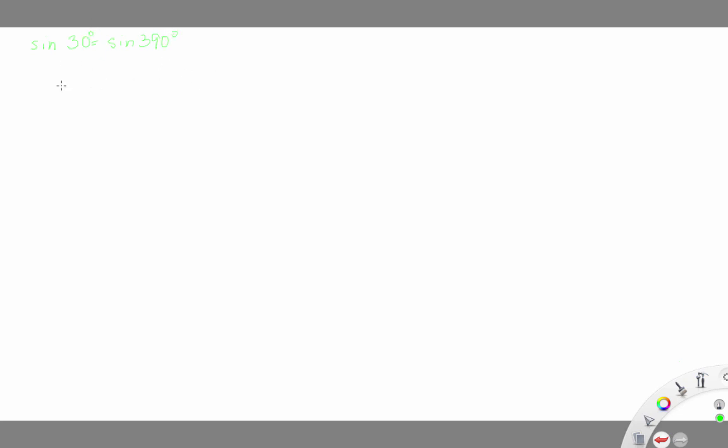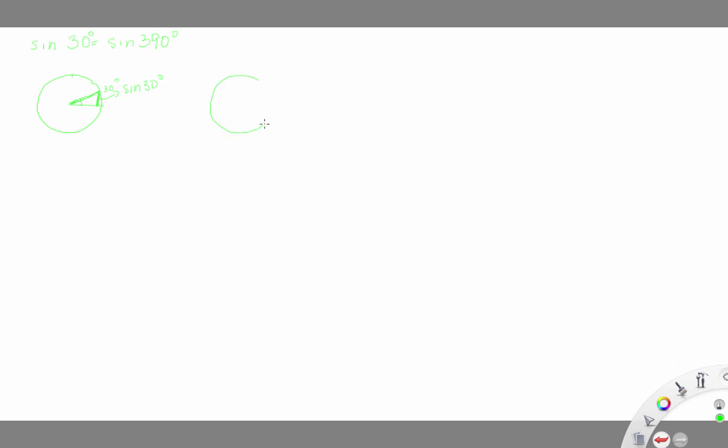Well, if you remember from the Ferris wheel, sine of an angle is really how far up the Ferris wheel you go. So if we draw an angle of 30 degrees over here, the sine of that angle is equal to the height above the starting point. So this length over here is equal to sine of 30 degrees.